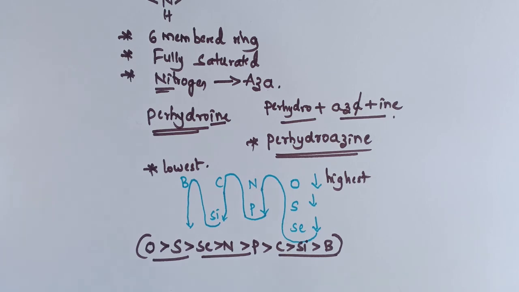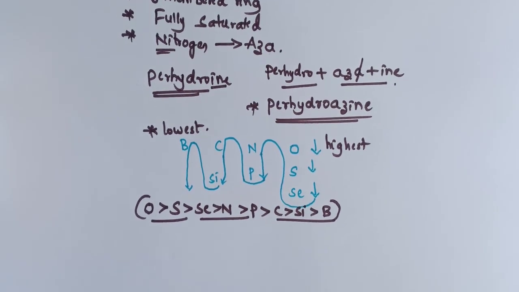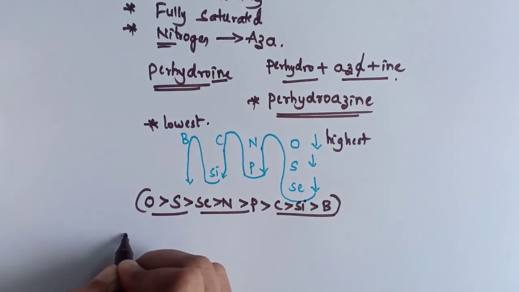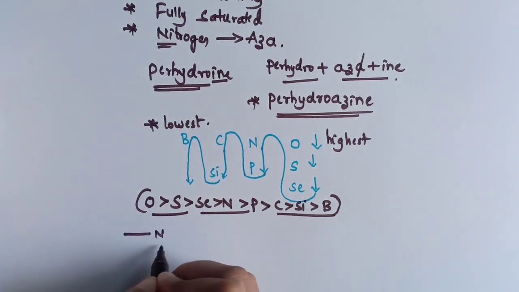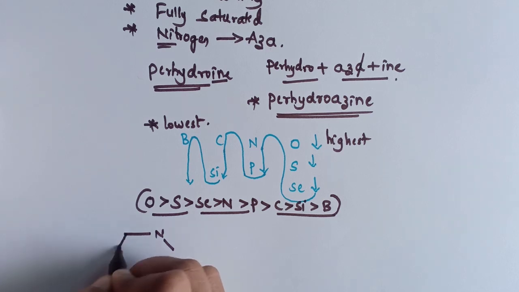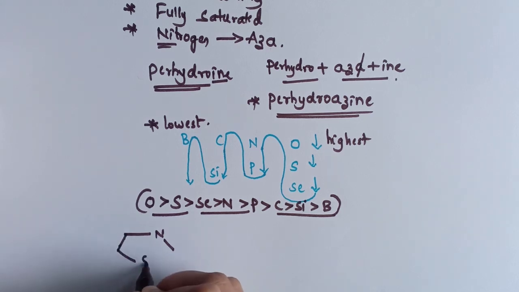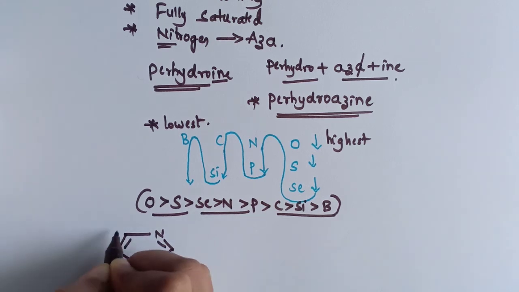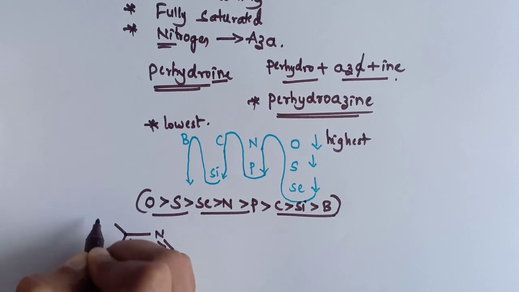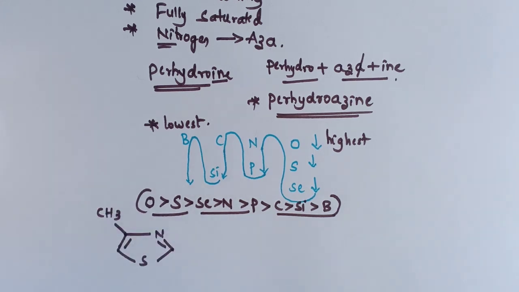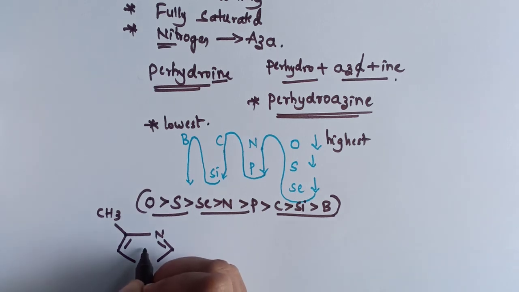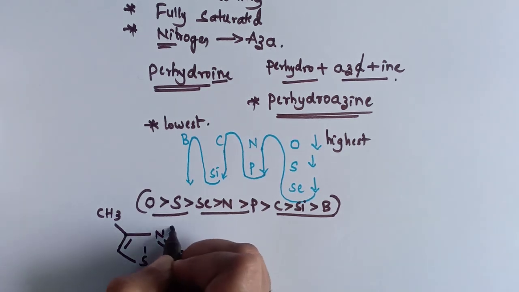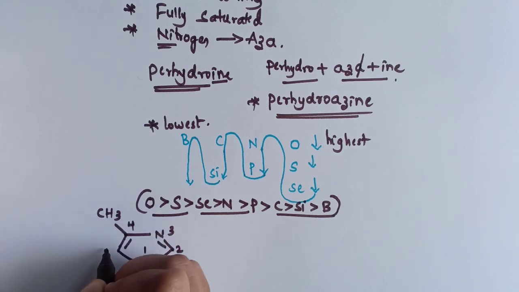Now let's see an example of a branched heterocyclic compound. For example, let's take this compound. Here is a nitrogen. This is sulfur and these are the double bonds. And here is a substituent, that is CH3. If a substituent is present, how should we name this heterocyclic compound? The first priority is given to sulfur, and then second, third, 4, 5.